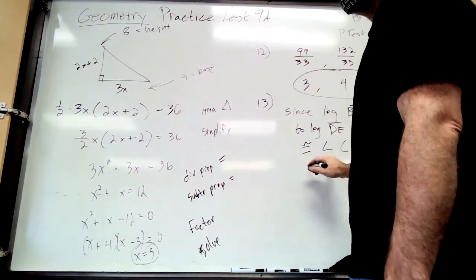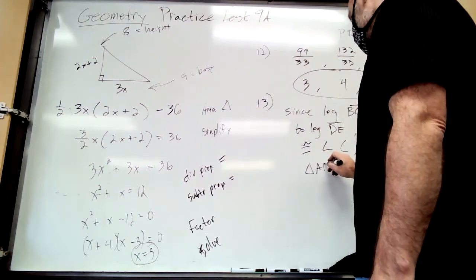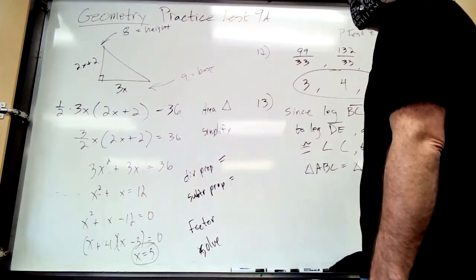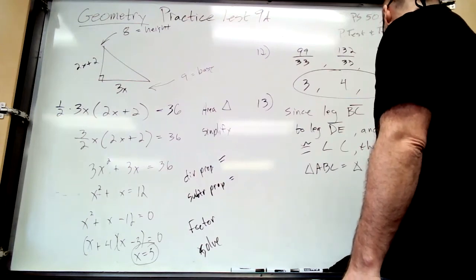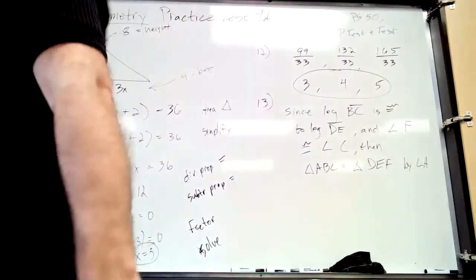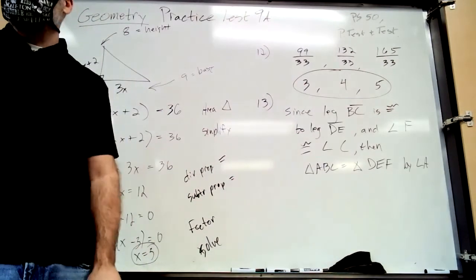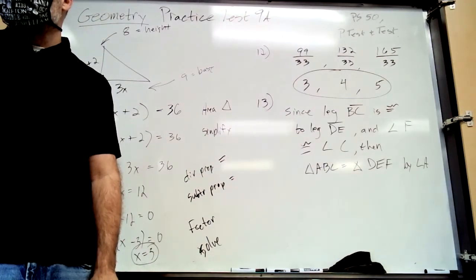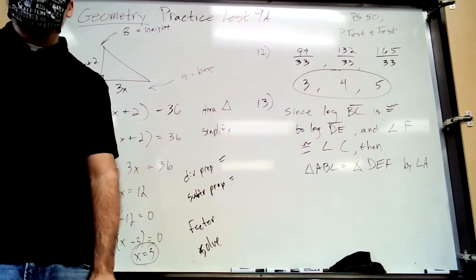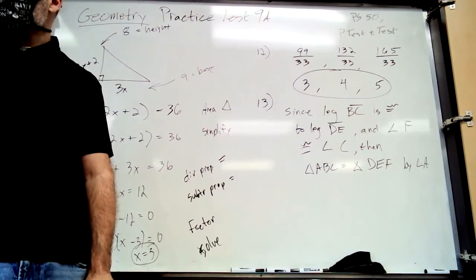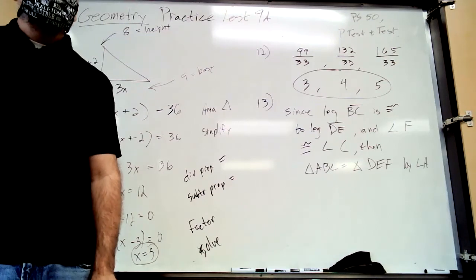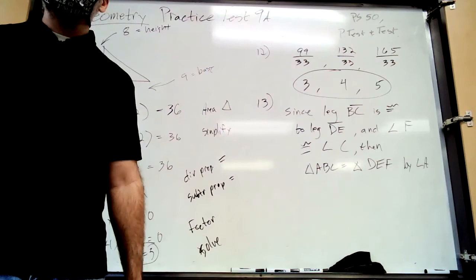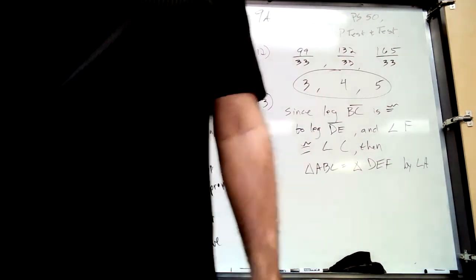then triangle ABC is congruent to triangle DEF by LA. Okay, so you just have to state that the L's are congruent, the legs are congruent, and then state that the A's are congruent, the angles are congruent, and then say, since we just said that out loud on paper, then we can say that those triangles are congruent. Okay, so this is an easy problem. You just have to reiterate what you're already seeing.